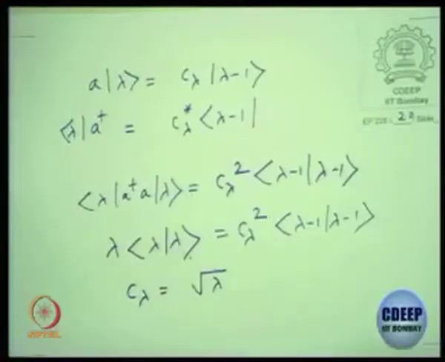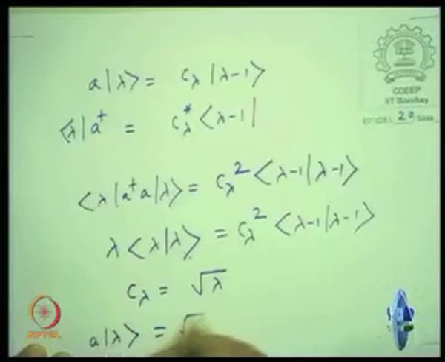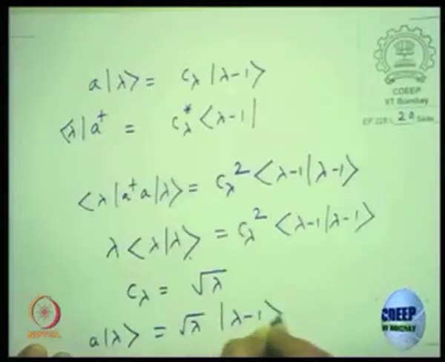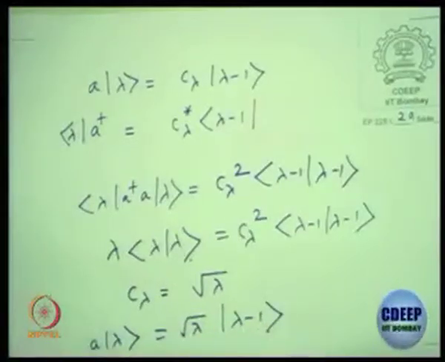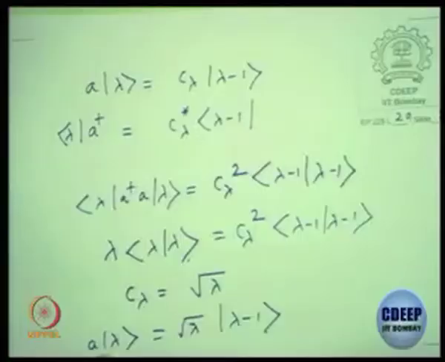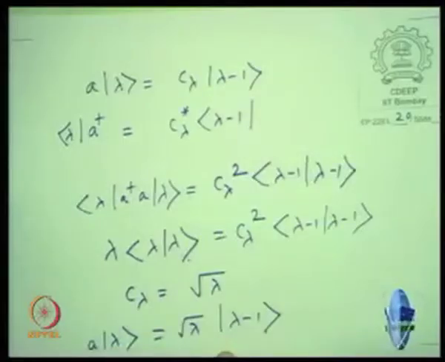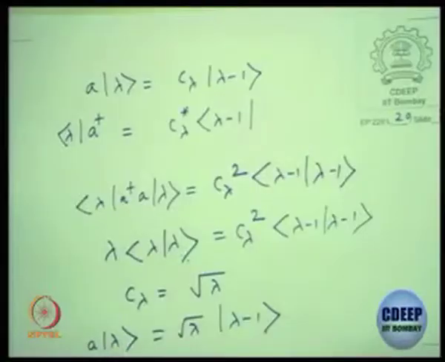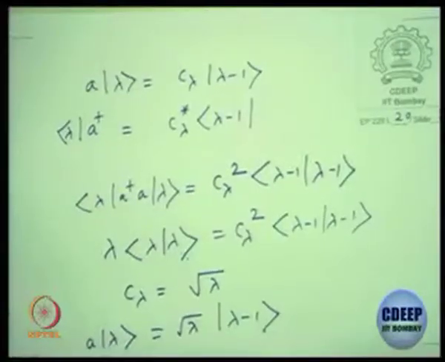So what have we said? We got A on lambda is square root of lambda times lambda minus 1. If lambda is 0, you get A on 0 has to be 0, which means you don't go below lambda equal to 0. Do the same thing for d lambda.